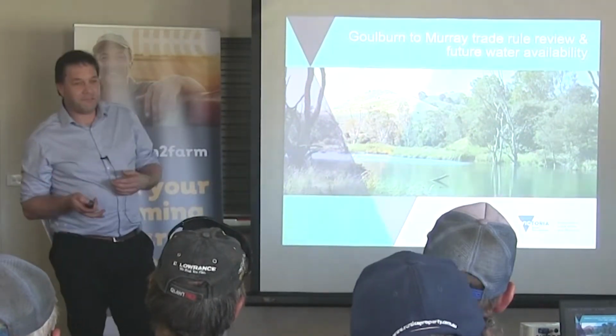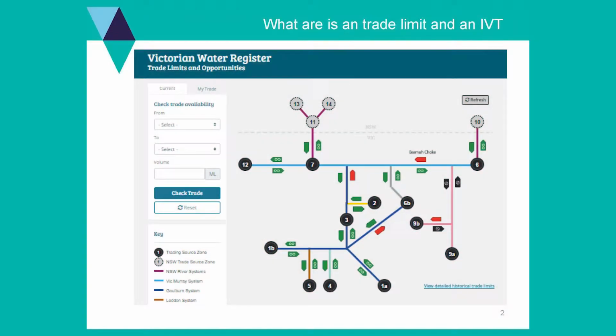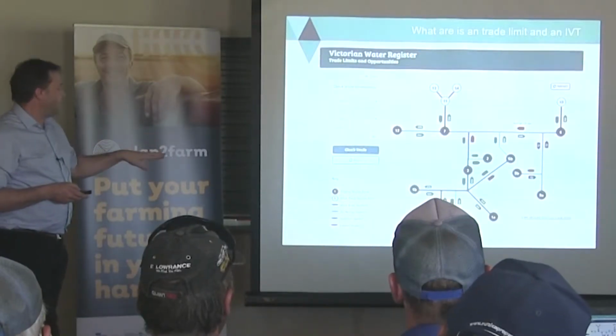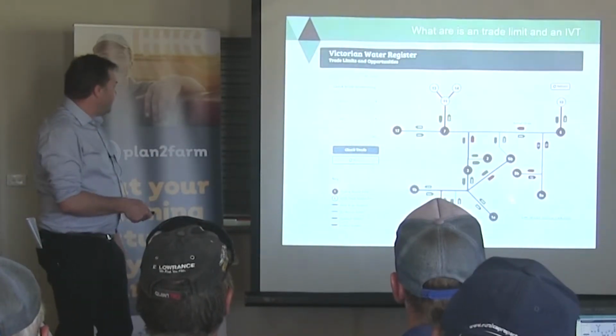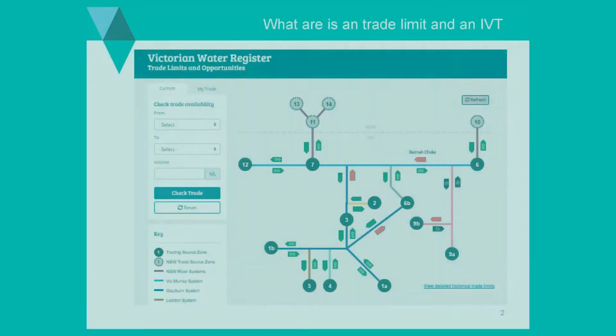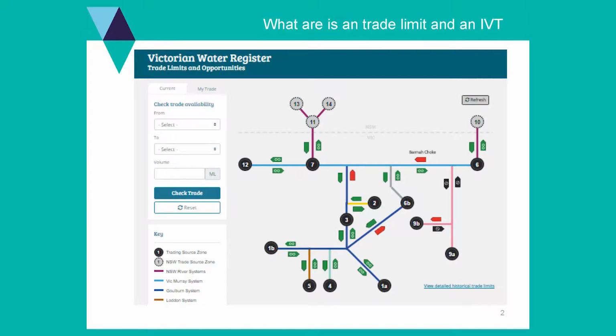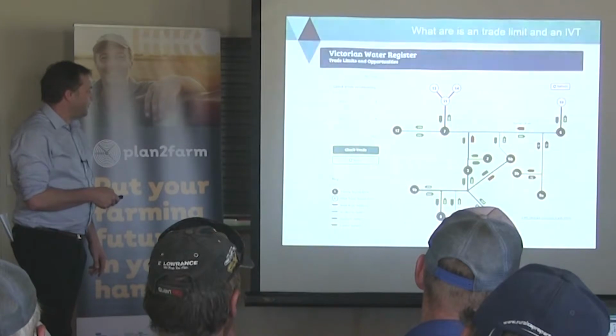So to start the presentation, I thought it'd be best to explain what trade limits and inter-valley transfers mean. This schematic here is on our webpage. It's a live schematic, so what it shows you is where those, for want of a better term, boats are, where the actual trade limits occur. Wherever you've got a red boat, such as in the Goulburn and Murray here, that trade limit is closed. Where you've got green boats, you can trade water through that.